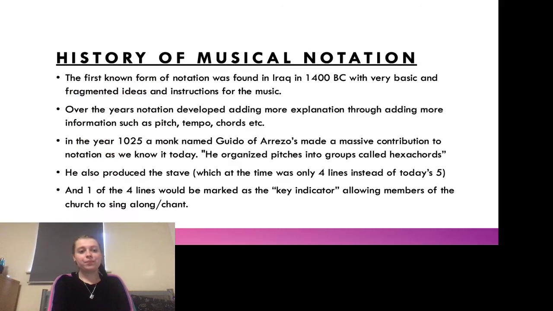Okay guys, so we're going to talk about a brief history of musical notation, different things that happened to have notation the way that we understand it and scores the way that we understand it. The first ever recorded and found form of notation was found in Iraq in 1400 BC, but it was very basic, fragmented. It was like little lines and symbols, things that only people who understood it would be able to read. There isn't really a lot of information on this, but that's just the basics of the first one ever found.